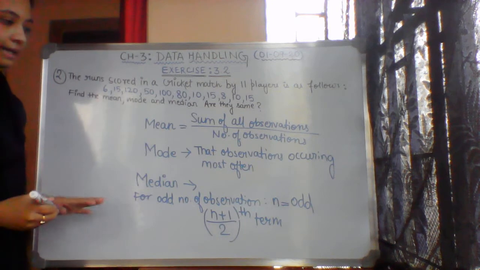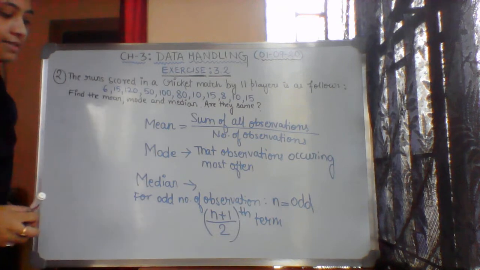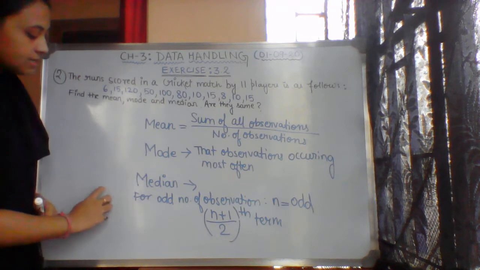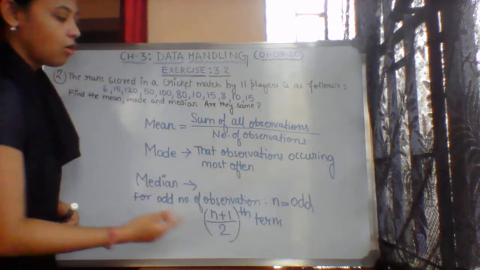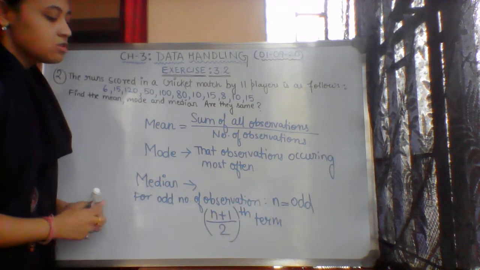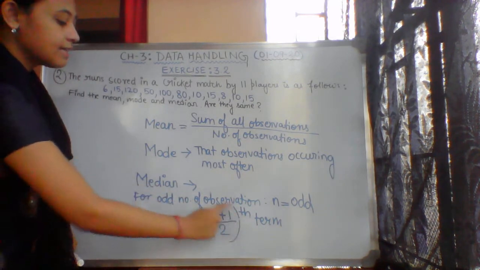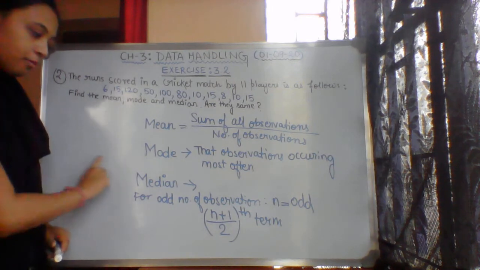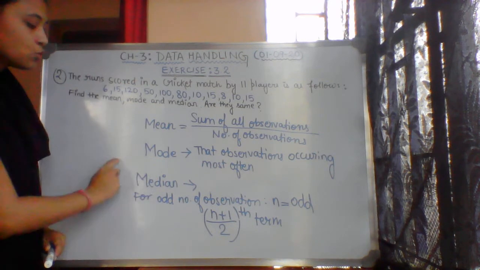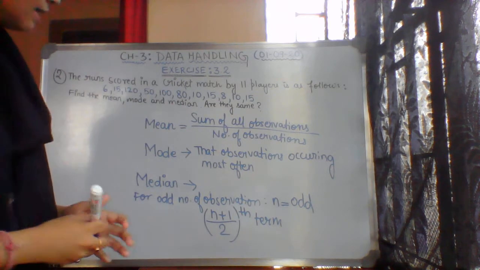But in this class, we will be reading about only n equal to an odd number of terms, although ma'am has already told how to calculate for an even number of observations. So the second step is to identify whether n is odd or even, and then use the proper formula. It will be the (n plus 1) by 2th term. After getting this value, we count either from the right-hand side or the left-hand side to find which term it is. In this way, we calculate the median.